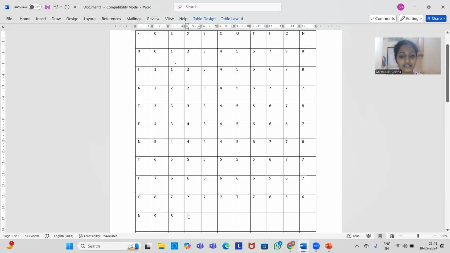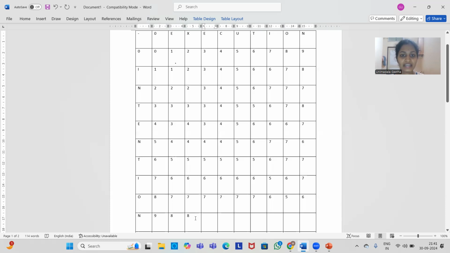Comparison between N and X. N and X are two different letters, so we have to perform insertion or substitution. Here 7, 8, and 8. 7 is the smallest number. So we have to perform the insertion operation and add +1 to that 7. It will become 8.